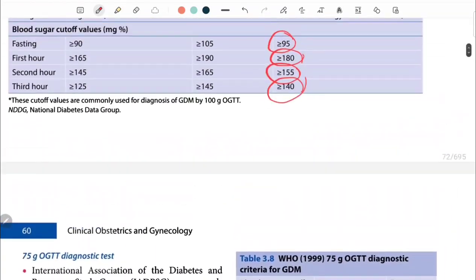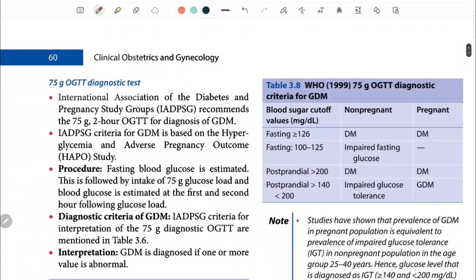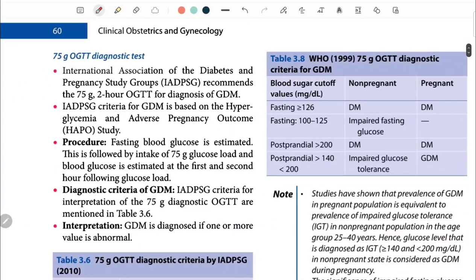So you can go through these other two criteria, but very important is the Carpenter and Coustan criteria. Now let's look at the very commonly used 75 gram OGTT diagnostic test. We finished the 100 gram OGTT diagnostic test. So, the 75 gram OGTT diagnostic test.